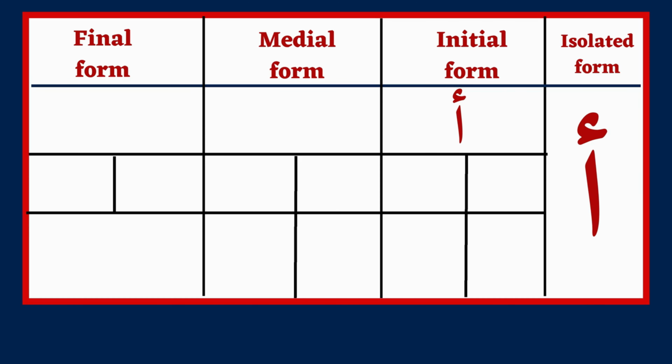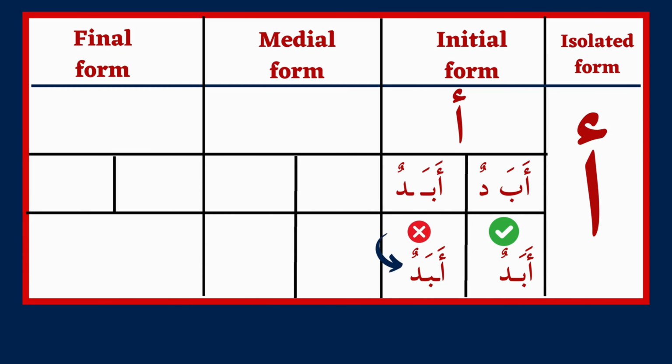For example, consider the word abadun, formed from the letters Hamza, Ba, and Dal, with Alif Hamza at the beginning. Observe how it is written when meeting the next letter Ba in the word. The correct way is demonstrated here, while the incorrect way is shown here.